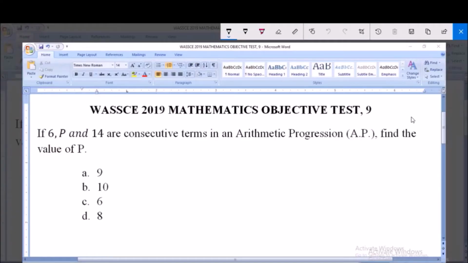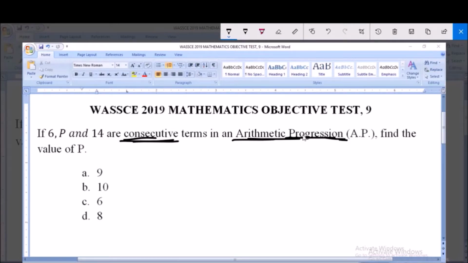Today we'll be dealing with WAEC 2019 Mathematics Objective Test question 9. It says if 6, p and 14 are consecutive terms in an arithmetic progression, AP, find the value of p. The keyword is consecutive terms. A says 9, B says 10, C says 6, and D says 8.